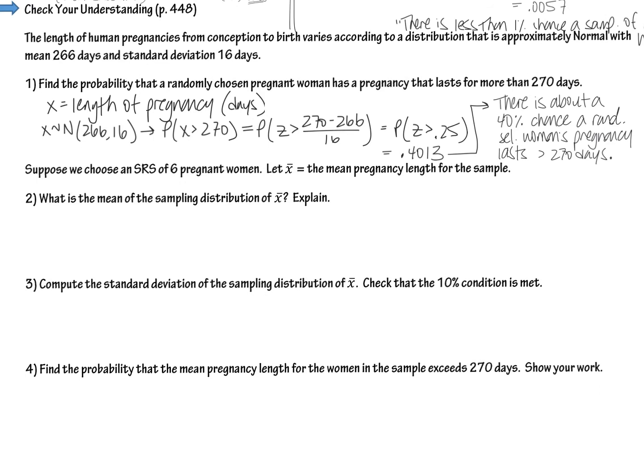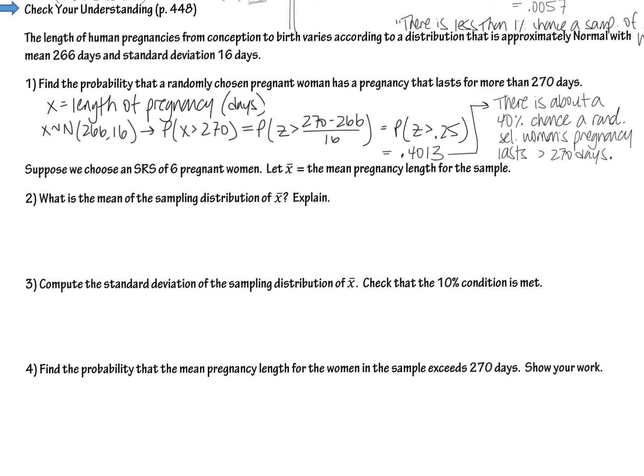So remember to define the variable that you're using. X is the length of pregnancy in days. Since the distribution is approximately normal, we know that X is approximately normal with the mean 266 and the standard deviation of 16. Therefore, here's what my work starts out with. I'm trying to find the probability that X is bigger than 270. Convert it to a z-score. The z-score is 0.25. That yields a percentage of 0.4013.